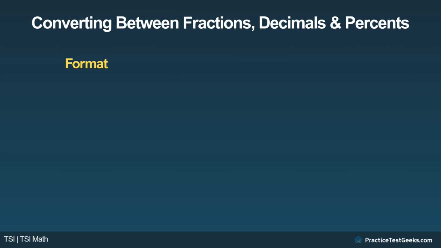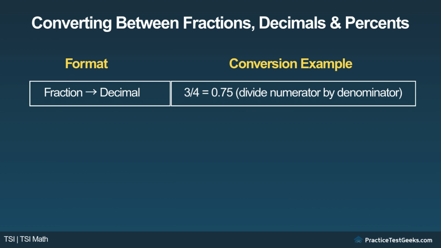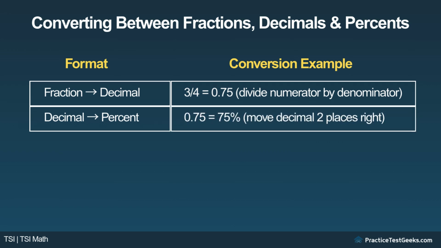Converting between fractions, decimals, and percents. Let's go over 4 essential conversions you'll need to know for the TSI. Fraction to decimal. Conversion example. 3/4 equals 0.75. Divide numerator by denominator. Decimal to percent. Conversion example. 0.75 equals 75%. Move decimal 2 places right.